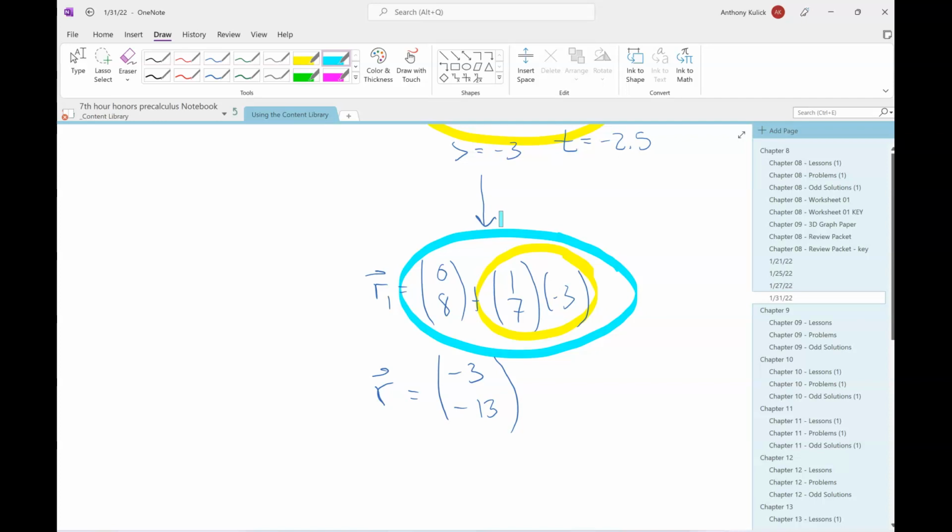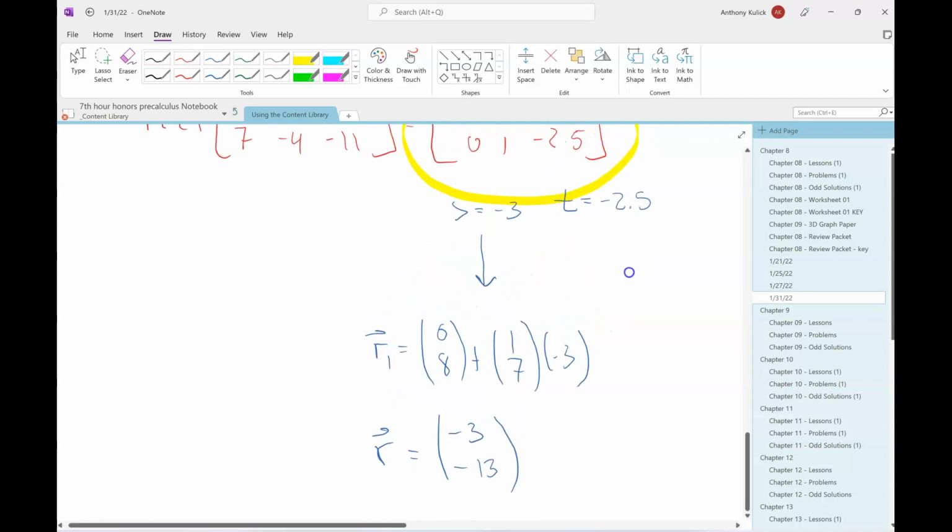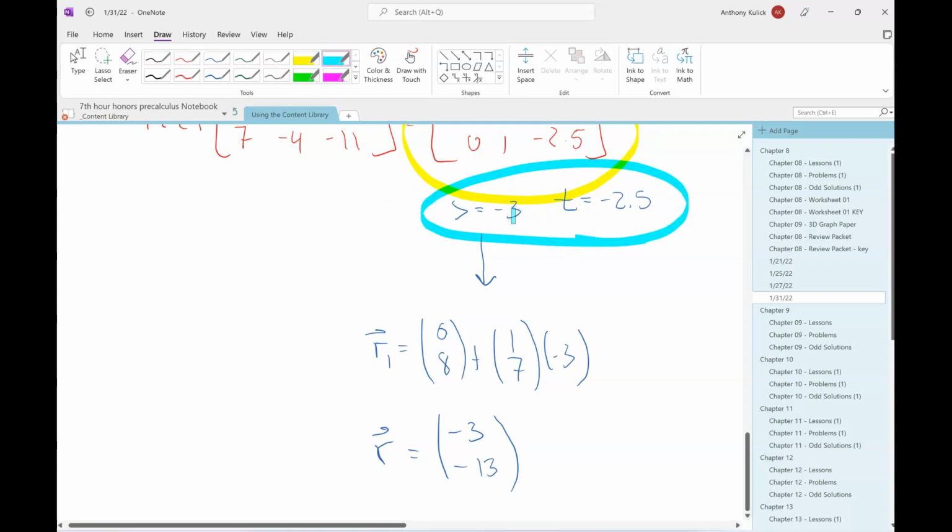Again, the place that students will frequently get confused is stopping and saying, oh, -3, -2.5 is the point of intersection. Oh, no, no, no. Those are the parameters that give us the point of intersection. We still need to find that point of intersection, though.